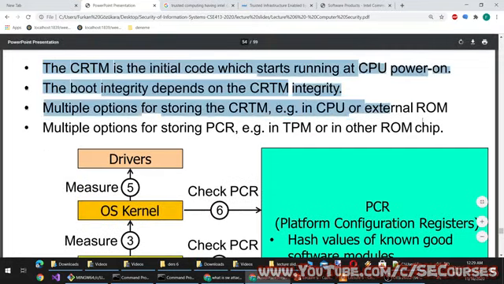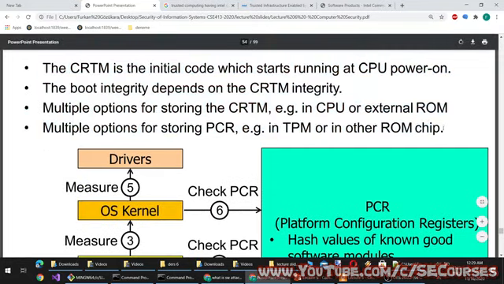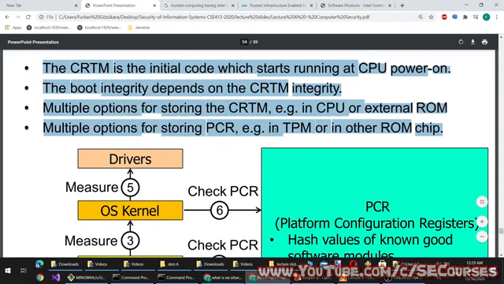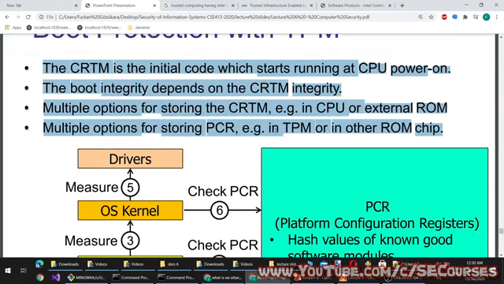Boot protection with TPM. The CRTM is the initial code which starts running at CPU power on. The boot integrity depends on the CRTM integrity. There are multiple options for storing the CRTM, for example in the CPU or in an external ROM. There are also multiple options for storing PCR, for example in the TPM or in another ROM chip.